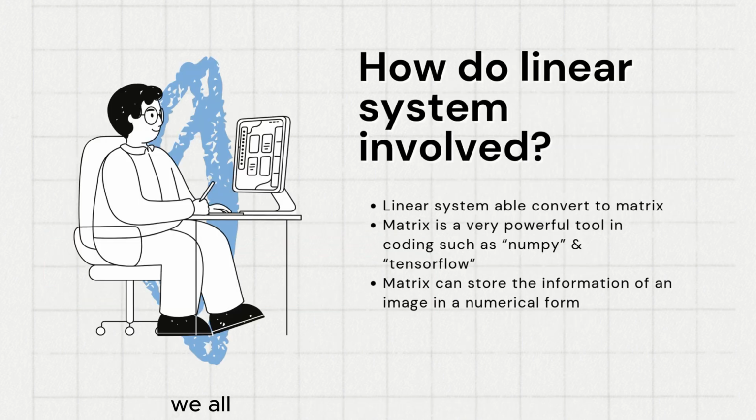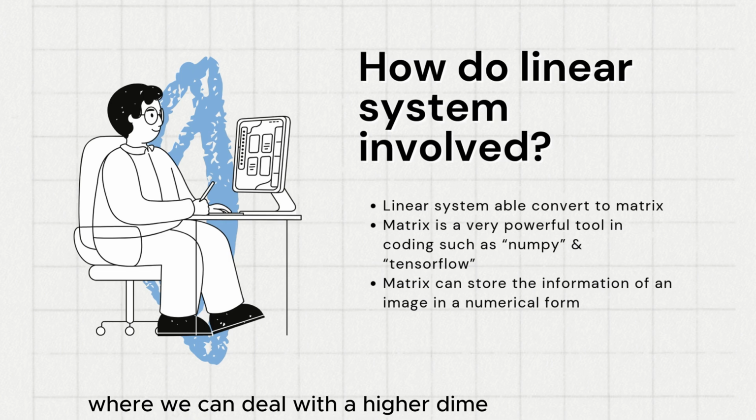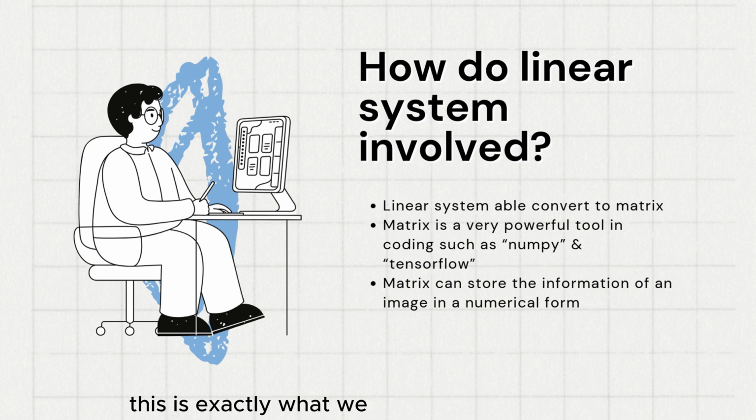Firstly, we all know that linear algebra allows us to turn a linear system into a matrix where we can deal with higher dimensional problems. And if you think carefully, this is exactly what we want in computer vision. Instead of dealing with cartoon animation, we would like to make use of computer vision technologies to work for us in our three-dimensional real world.